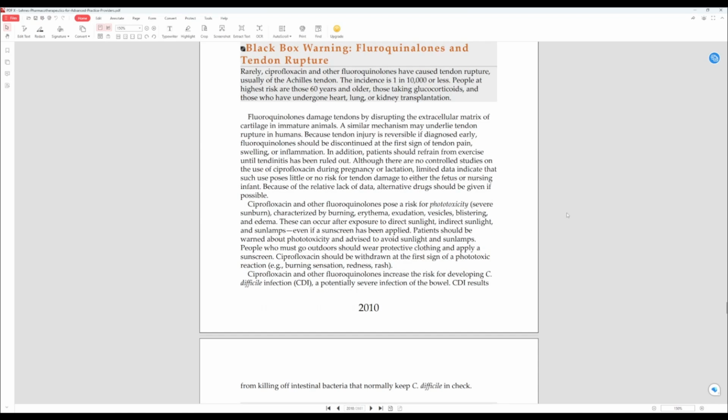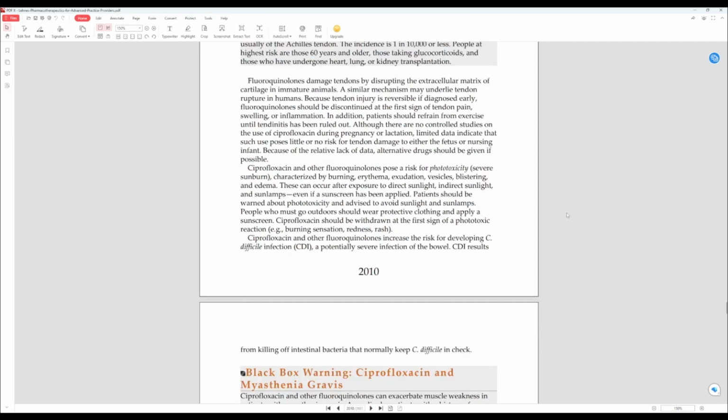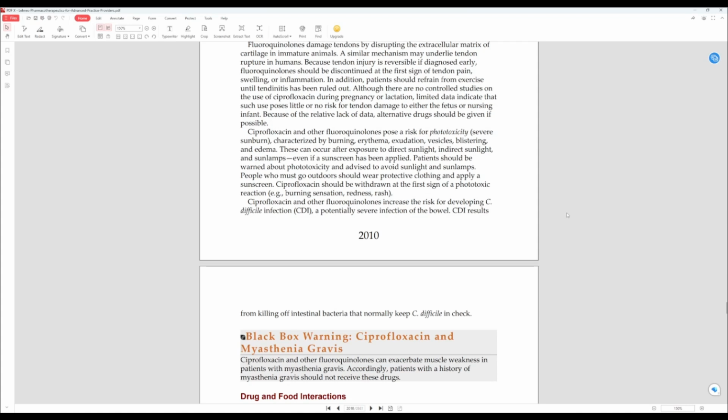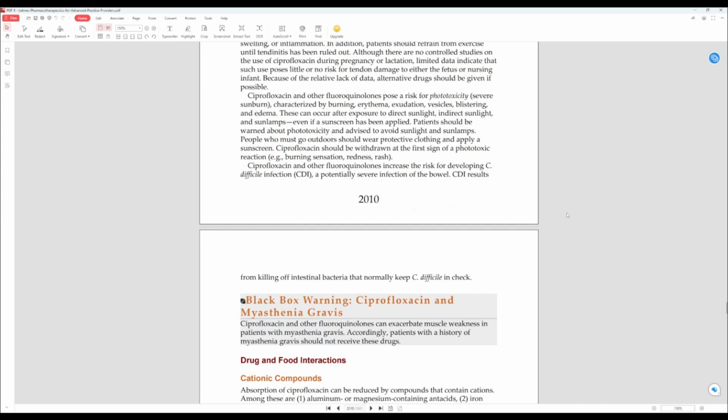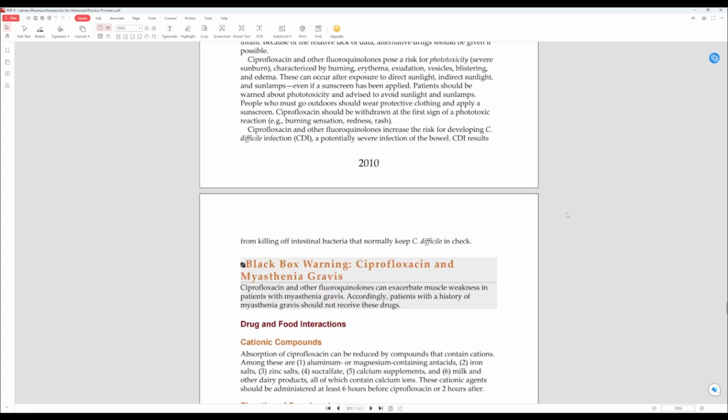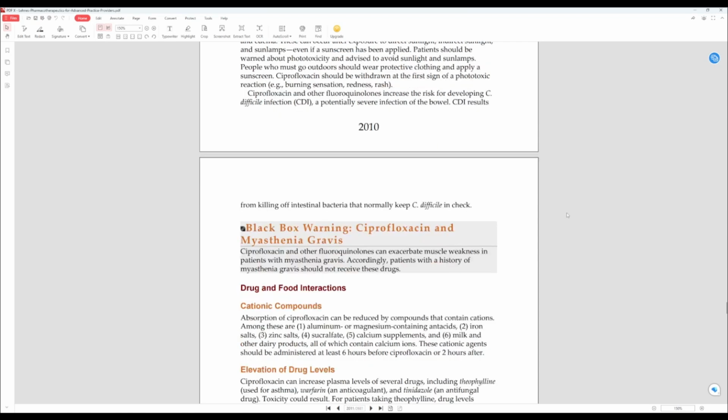Ciprofloxacin and other fluoroquinolones pose a risk for phototoxicity, or severe sunburns, characterized by burning, erythema, exudation, vesicles, blistering, and edema. These can occur after exposure to direct sunlight, indirect sunlight, as well as sun lamps, even if sunscreen has already been applied. Patients should be warned about this phototoxicity and be advised to avoid sunlight and sun lamps. People who must go outside should wear protective clothing and apply sunscreen. Ciprofloxacin should be withdrawn at the first sign of phototoxic reactions.